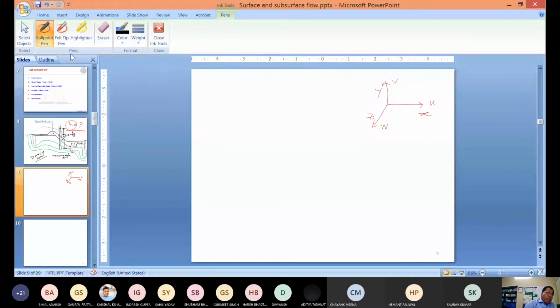In any flow field, whether you have surface flow or subsurface flow, at any point you have the three velocity components u, v, and w, right? In the x, y, and z direction. Could you tell me, for the existence of the flow, what would be the equation that we have to write? I'm not getting your voice.